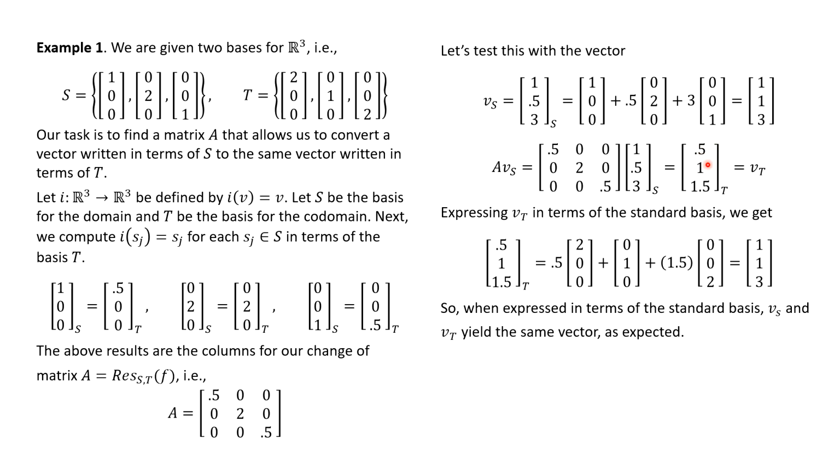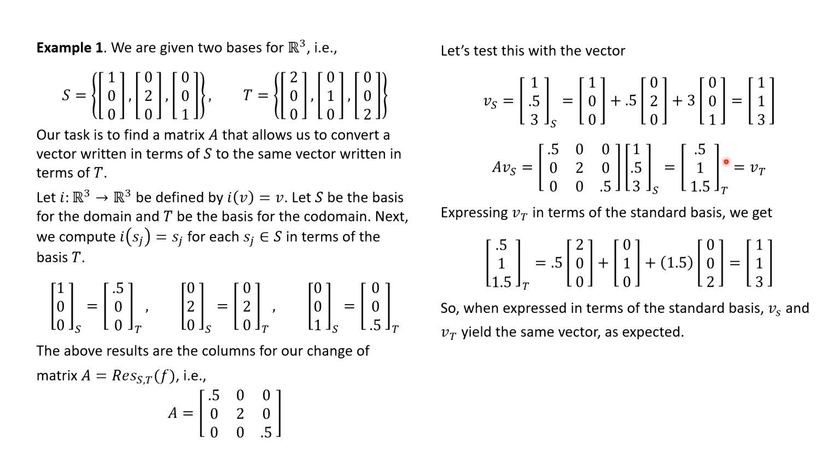Then we can check it two different ways. We can take V sub S and write it in terms of the standard basis. So it would be 1 times the first vector, 0.5 times the second vector in S, and then 3 times the third vector in S. When we compute this, we get 1, 1, 3, and this is V represented in terms of the standard basis.